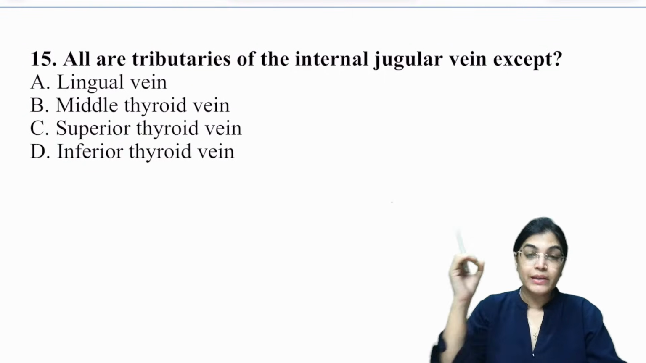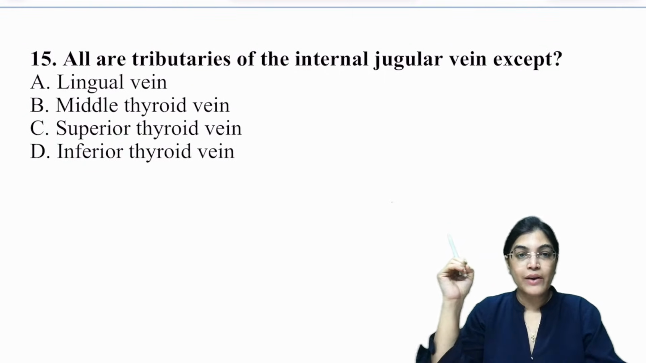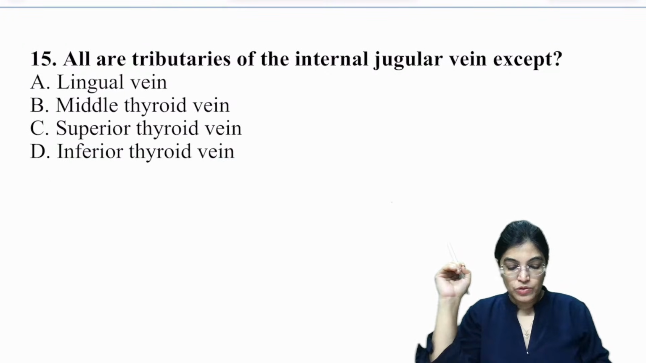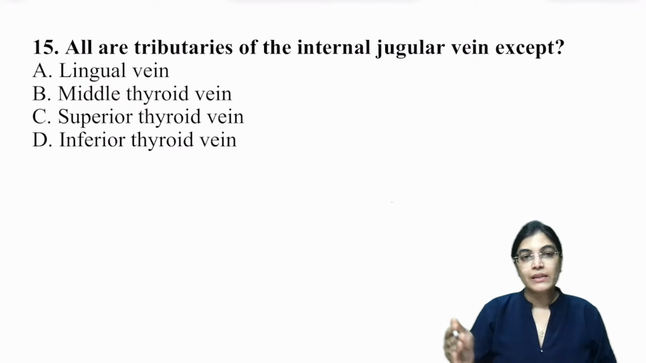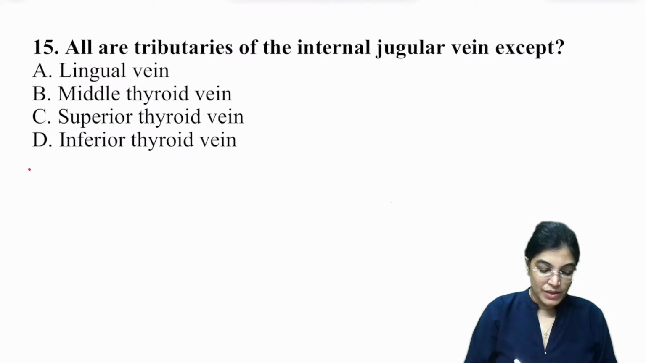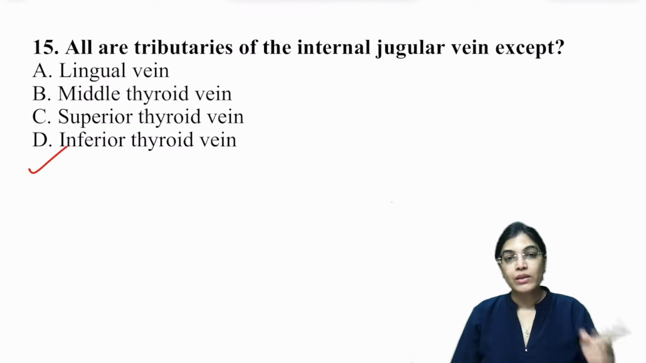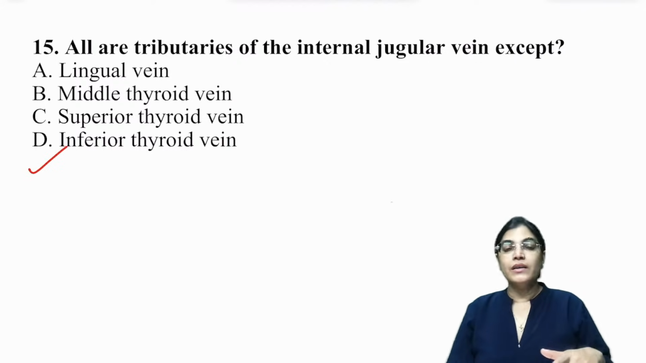So we have lingual vein as an option, middle thyroid vein, superior thyroid vein, and inferior thyroid vein. If I am talking about tributaries, which is the correct answer? Lingual, middle thyroid vein, superior thyroid vein are all tributaries except inferior thyroid vein. Inferior thyroid vein is not a tributary of the internal jugular vein.